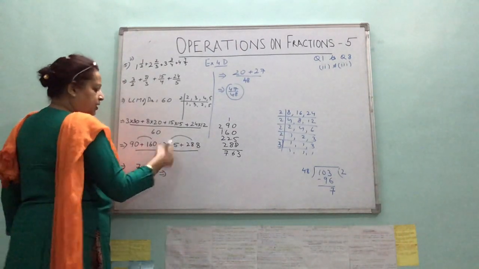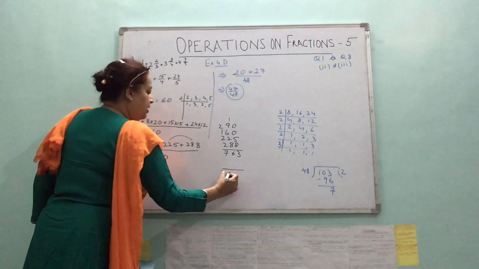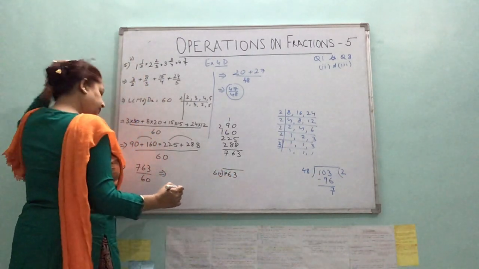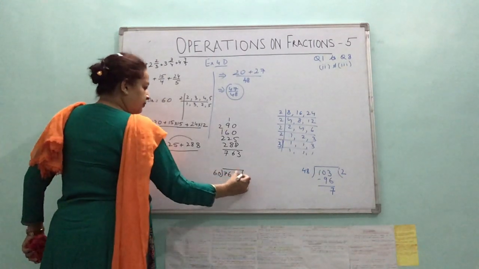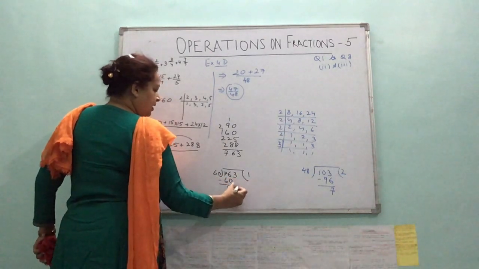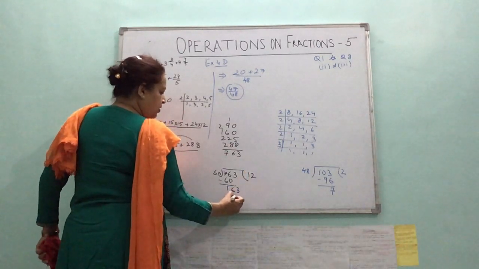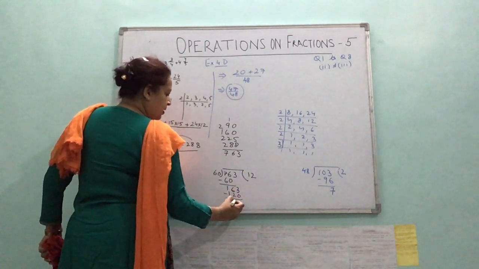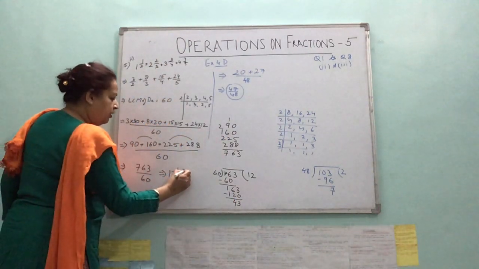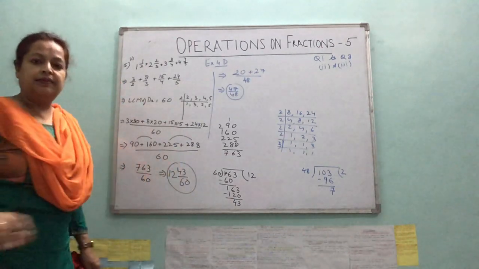Now to convert it into a mixed fraction, divide 763 by 60. 163 goes 2 times. 120. 43. So it is 12 whole number, 43 by 60 would be your answer.